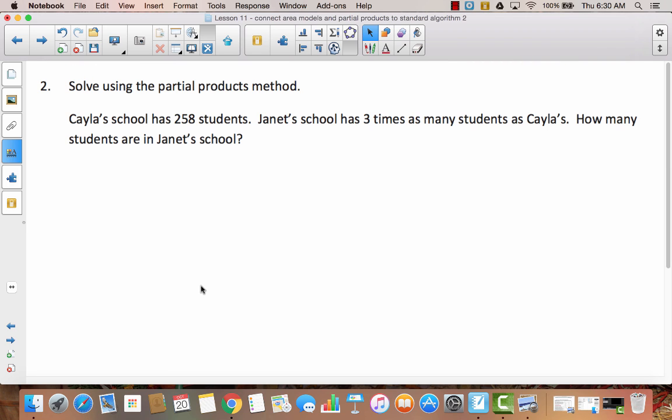All right, so let's take a look at an application problem here. So we're going to solve using the partial products method. So you can see they told us not to use the multiplication algorithm. We are using partial products. So I'm going to read, I'm going to draw, I'm going to write a number sentence, and then I'm going to write a word sentence.